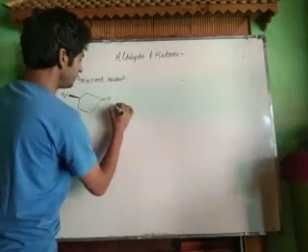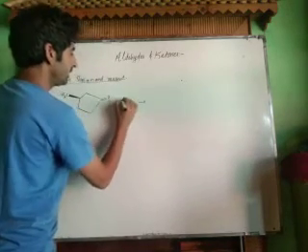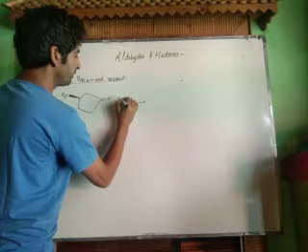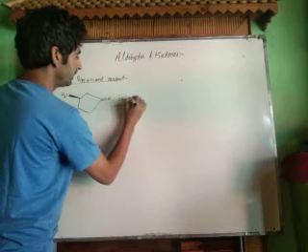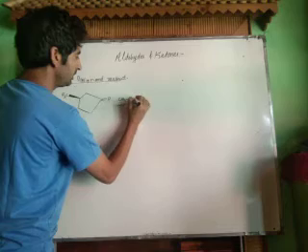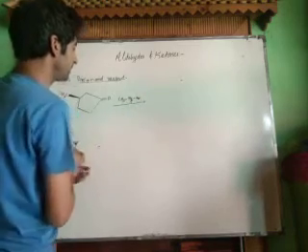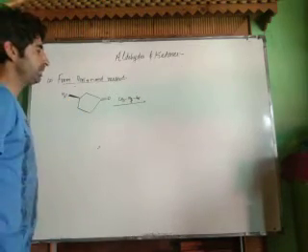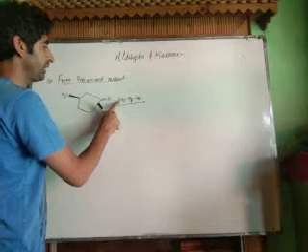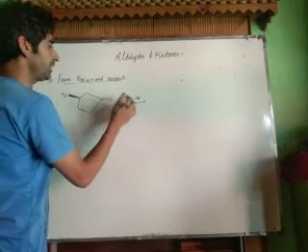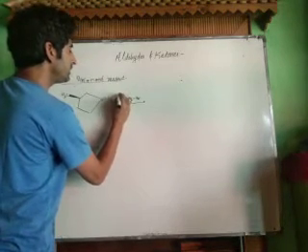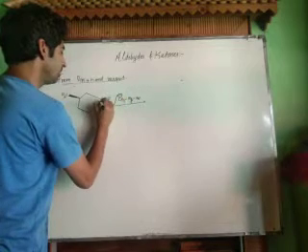Now this is treated with Grignard reagent, for example, CH3MgBr. Can you tell me where the attack of Grignard reagent will take place? Grignard reagent is nucleophilic in nature. This nucleophile will attack on this carbon atom.